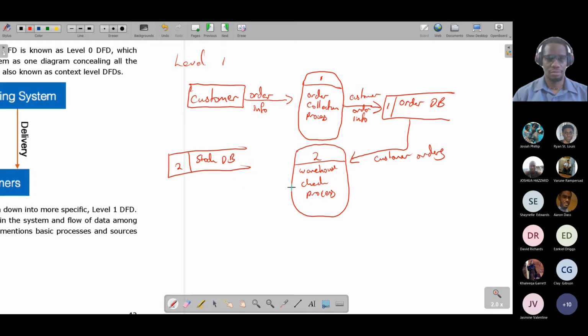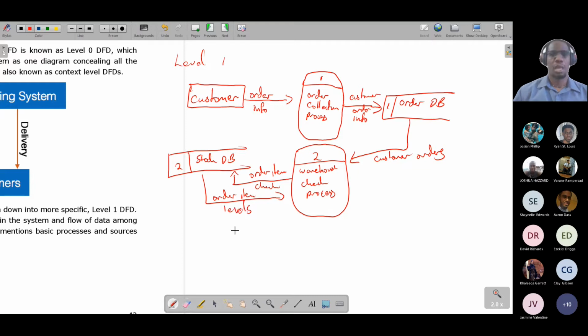And so we send a request on the order item check, and the order item levels. Okay, so we have our order item check and our order item levels. Let me write that over so that it's understandable. And what do we do when we have the order item check and the order item levels?